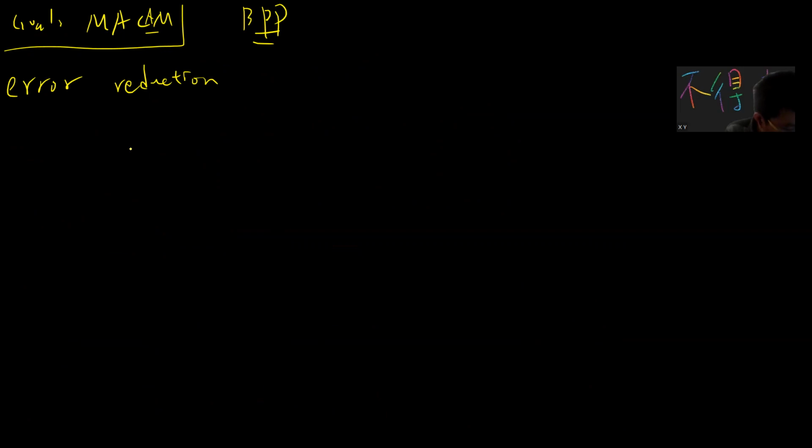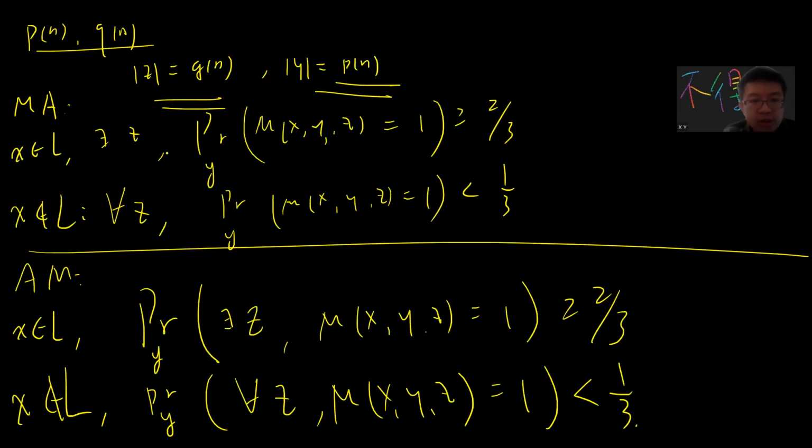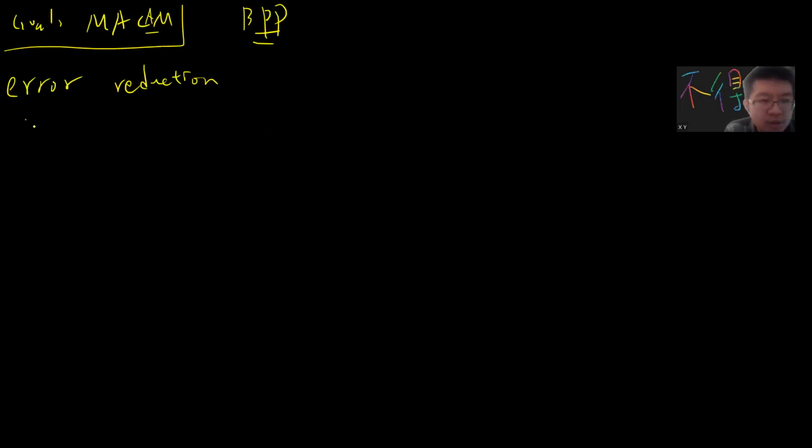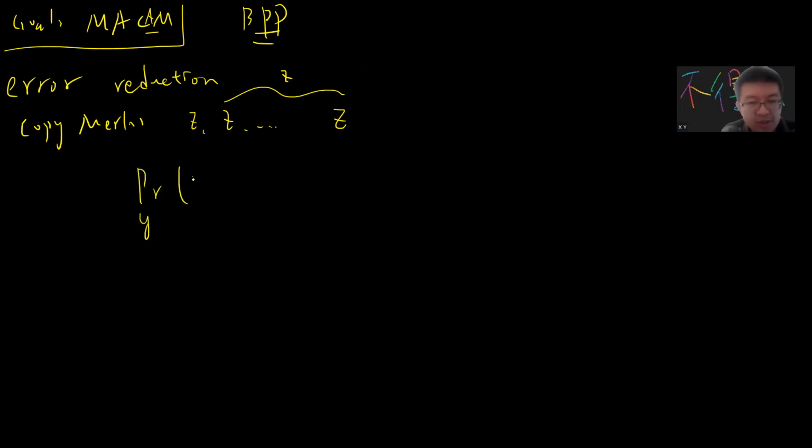More precisely, we know that there is a random bit string that Arthur can use to make this correct. So Arthur can just copy Merlin's message. Merlin sends z, and Arthur can copy z a lot of times and run this probabilistic algorithm on y, and take a majority vote.